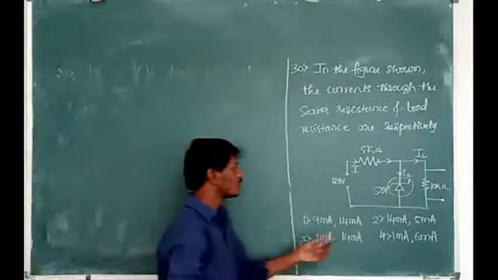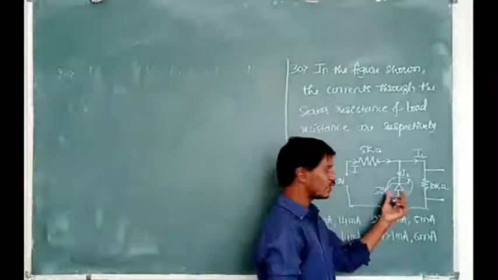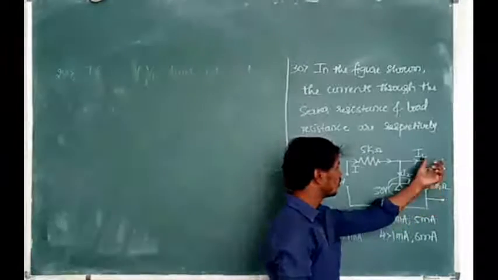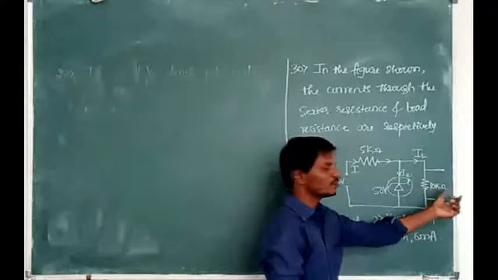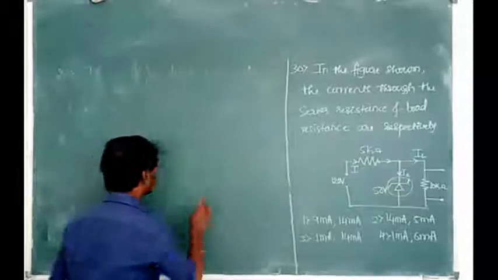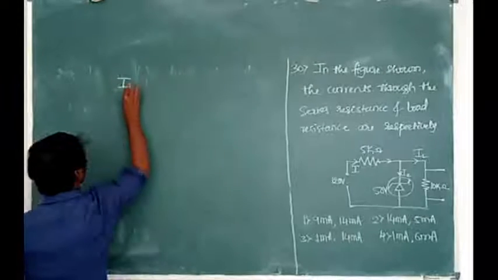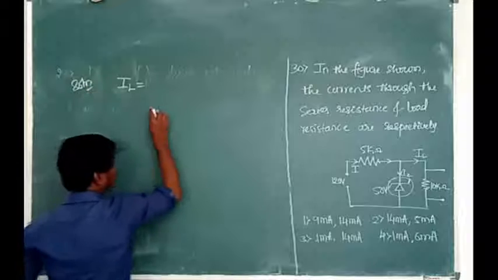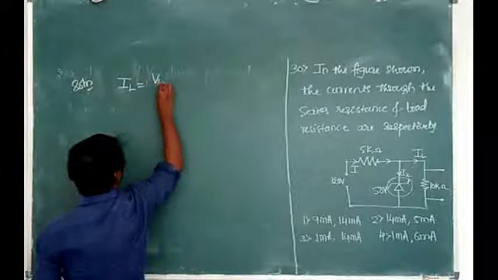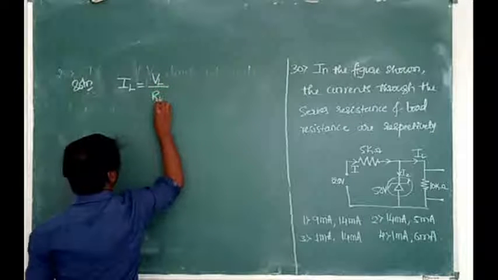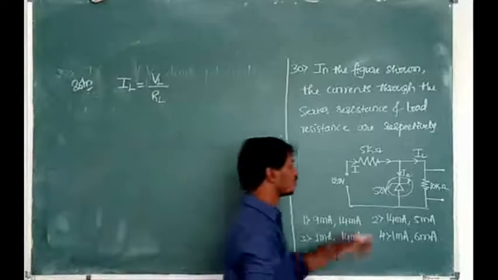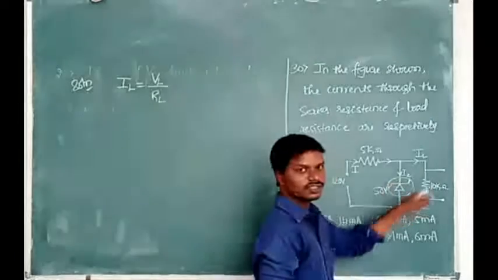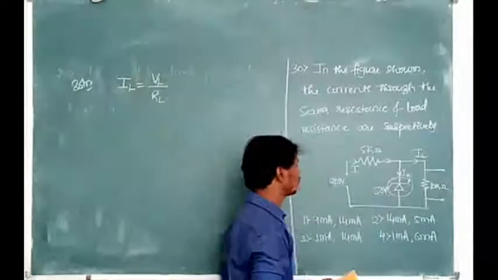See here, what is the potential across the Zener diode? That is 50 volt. Then we can find the current flowing through the 10 kilo ohm, that is the load resistance. How to find it here? IL is equal to VL by RL. What is VL? VL is nothing but VZ, the potential across the Zener diode. That is 50 volt.